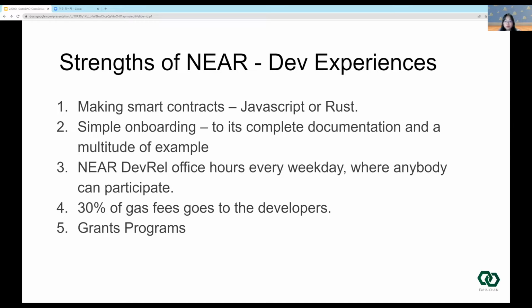Also, the dev relations team of NEAR holds office hours every week where anybody who is interested in NEAR can share their ideas and questions. And when a smart contract or dApp is deployed, the system gives 30% of gas fees to the developers. This encourages developers to build on NEAR. Lastly, NEAR actively offers grant programs to help builders extend the ecosystem.